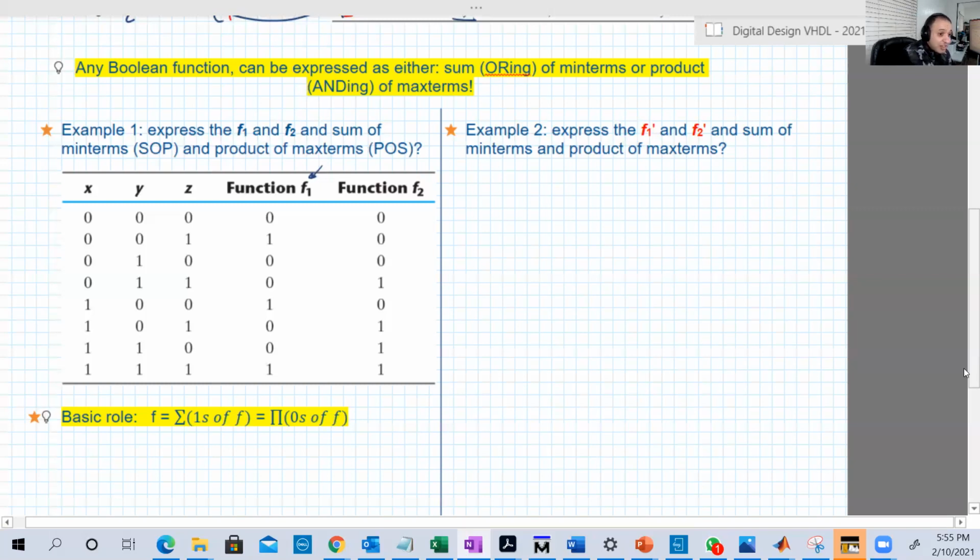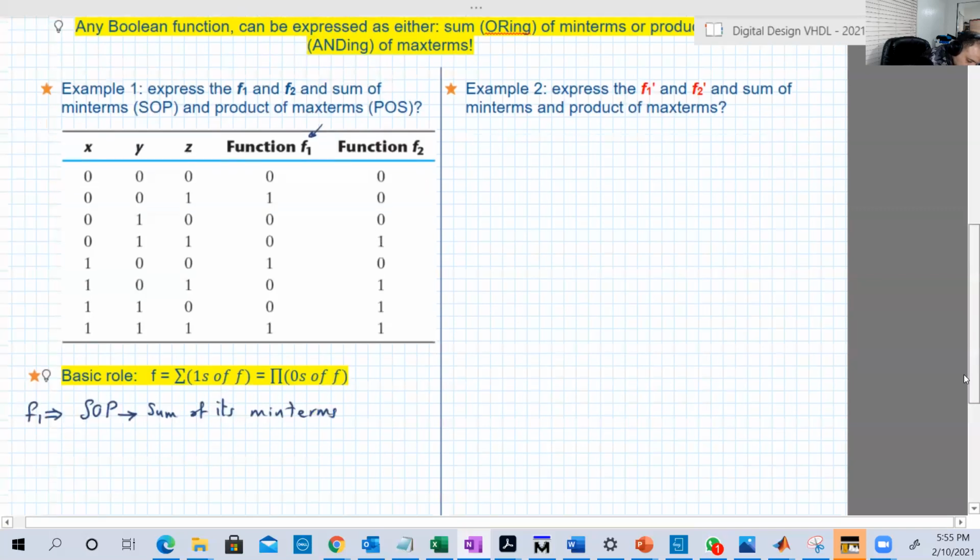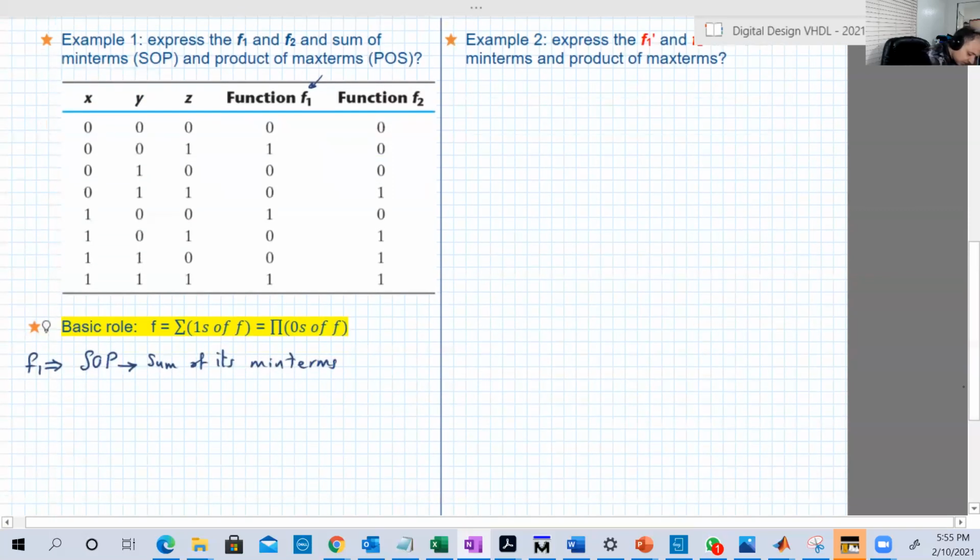Okay, so let's do that for f1. Let's start by the sum of products, or sum of minterms, of its minterms. So f1 can be expressed as the sum of.